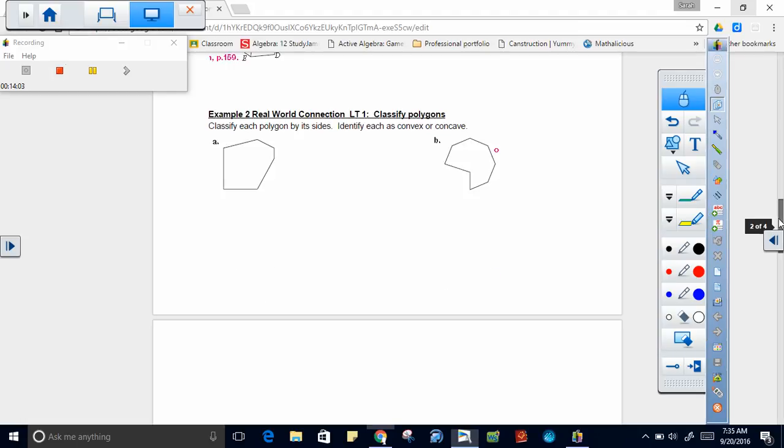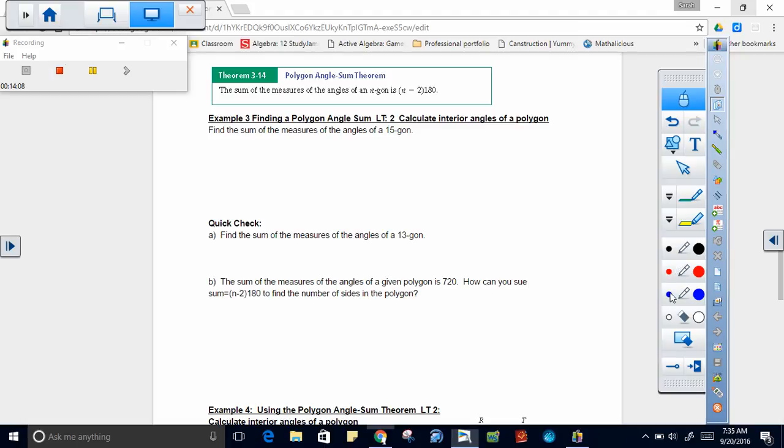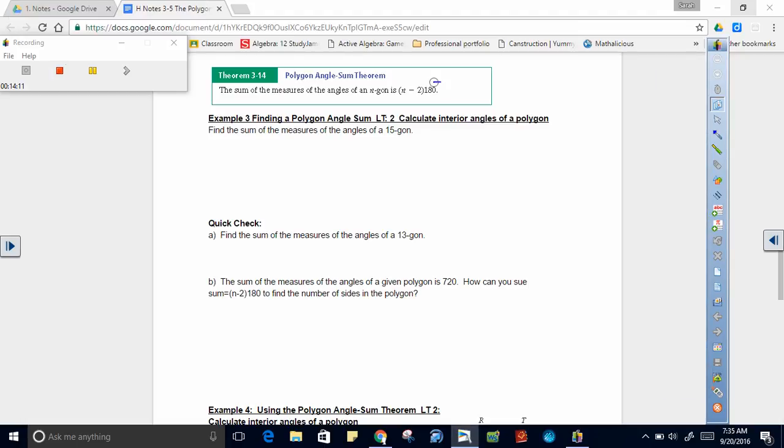Alright, so let's see what's going on down here. Here's a formula that will tell you the interior sum. If you add up all of the angles inside a polygon, this is what you will get. It says, find the sum of the measures of the angles of a 15-gon. So according to the formula, I'm going to put in the number of sides, which is 15, subtract 2, it will always be 2, and multiply that by 180. I will always be multiplying that by 180.